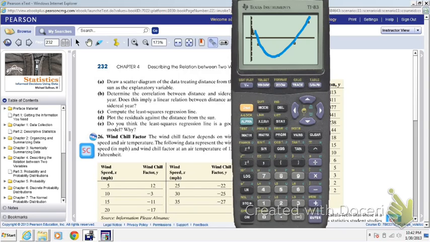So, final answer to this last part here, do you think the least squares regression line is a good model? I'd say no, there's a better model out there because there's definitely a discernible pattern on the residual plot. Okay? Hope that helps. And good luck with your residual plots. The next thing that we'll be looking at is conditional distributions.